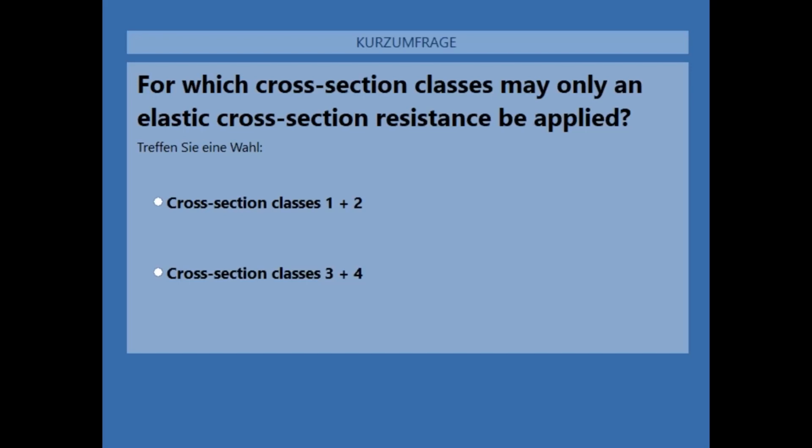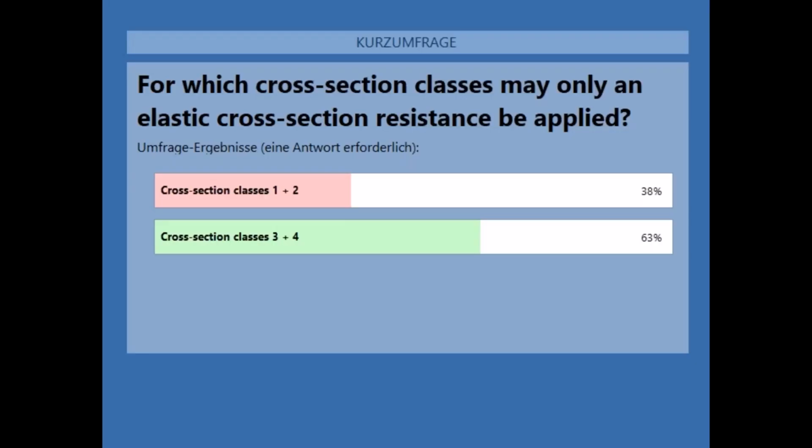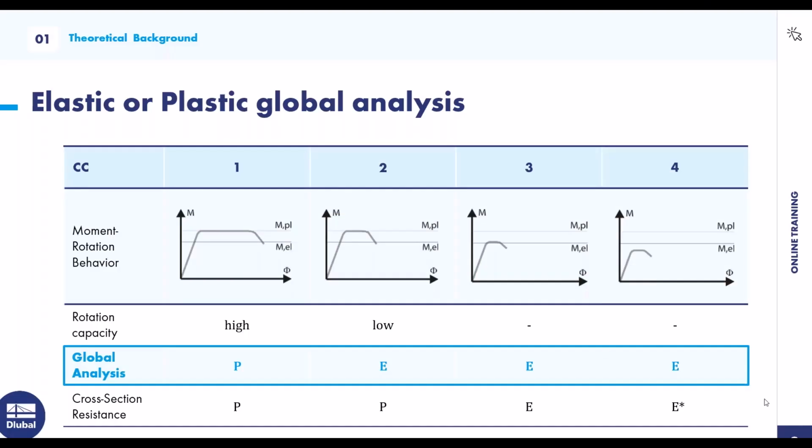I wait some seconds, and now I close the survey. So, yeah, most of you selected the right answer. I show the slide again. Yeah, cross-section classes 3 and 4.